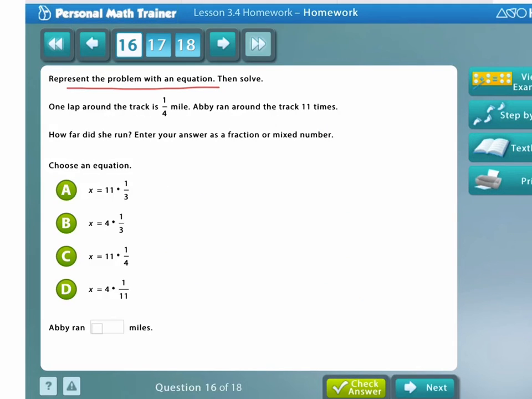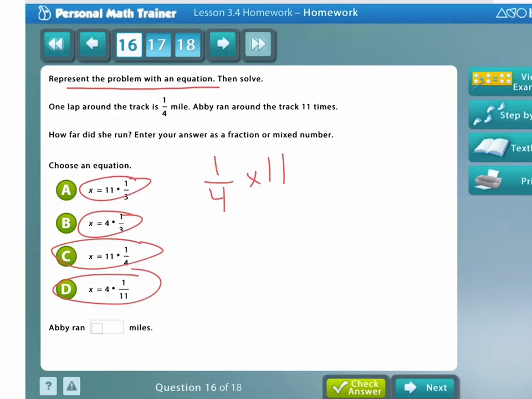They're asking us to represent this problem with an equation. So 1 lap around the track is 1/4 of a mile. Abby ran around the track 11 times. So we're looking for 1/4 times 11. How far did she run? So this wouldn't work. This wouldn't work. Yes, this is 1/4 times 11, and this is 4 times 1/11. So the only one that works as an equation is 11 times 1/4. And then you multiply across, and you end up with 11/4, which is the same as 2 and 3/4. So she ran 2 3/4 miles.